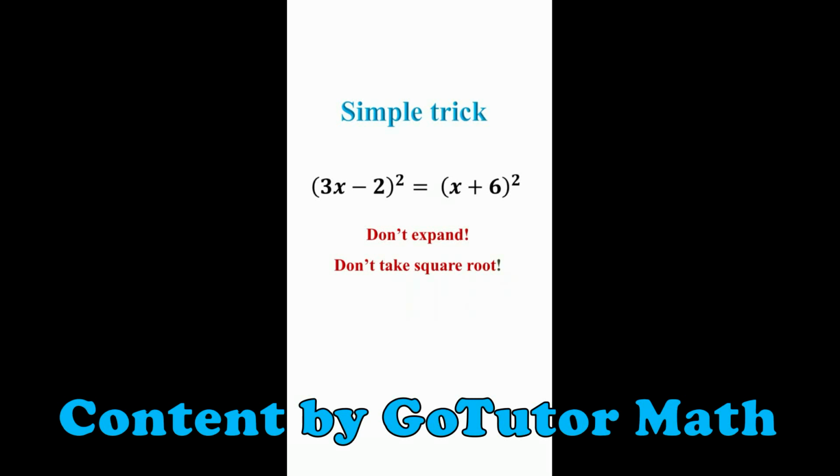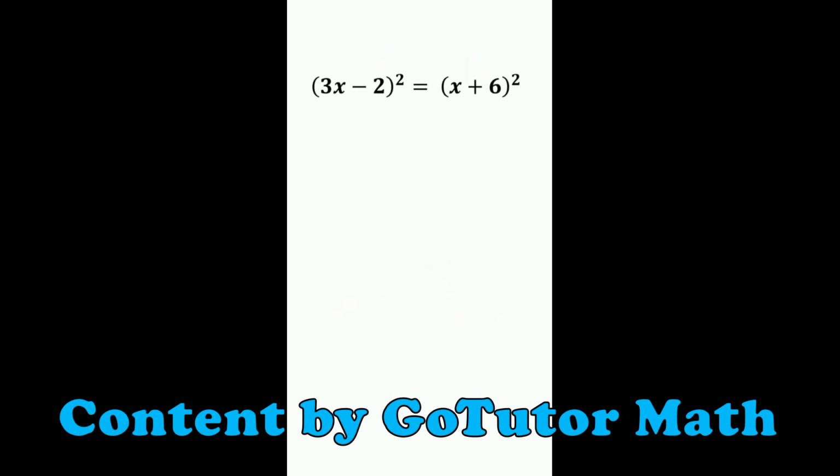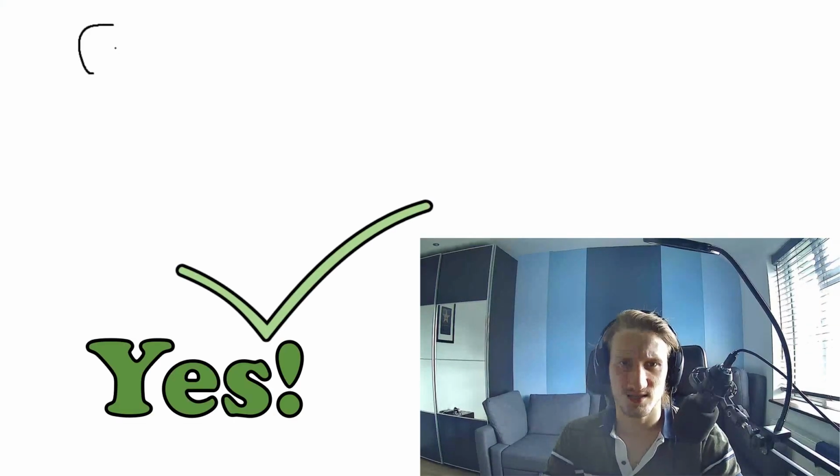In order to solve this equation, do not expand the binomials or take the square root of both sides. Instead, first move (x + 6) squared to the left and apply the difference of two squares formula. Does this trick work? Why, yes it does.